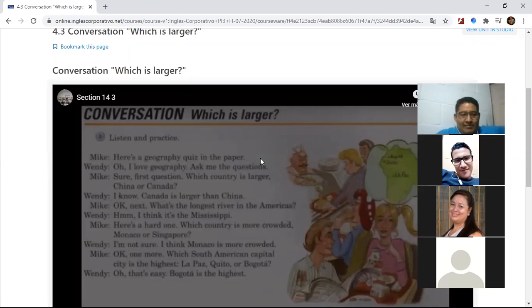Here's a hard one. Which country is more crowded, Monaco or Singapore? Again, here's a hard one. Which country is more crowded, Monaco or Singapore? Okay, now who's going to repeat Monaco after me?